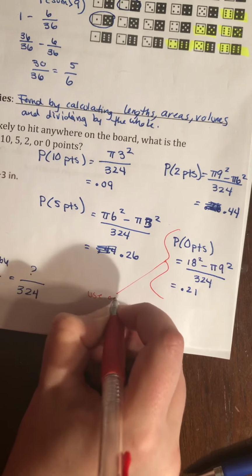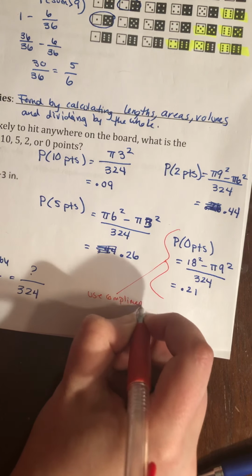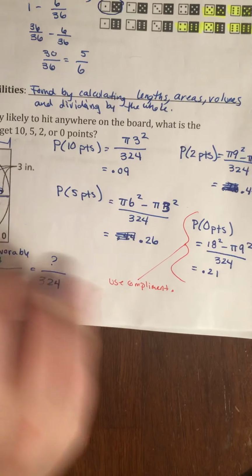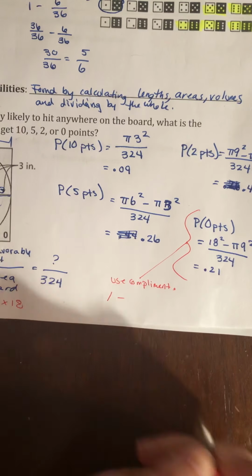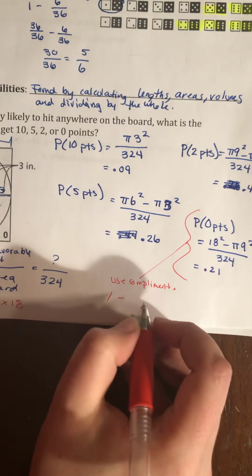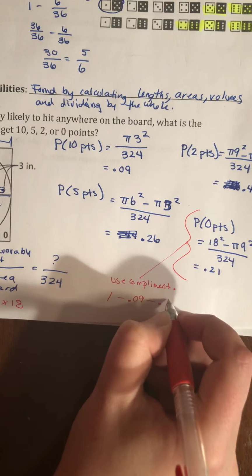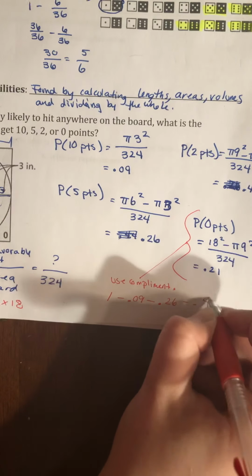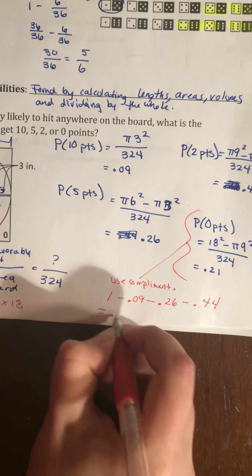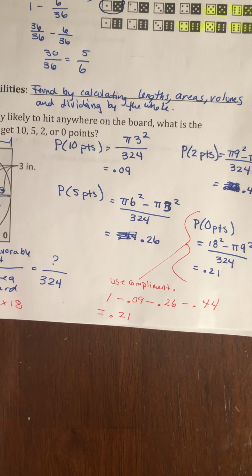However, the other option, if you use the complement, would be, all right, so you start with the whole, but take away the chance that it's 10, take away the chance that you got 5 points, take away the chance that you got 2 points, and you're left with 21%, or 0.21. So at the end, if you do the probability of every possible event, they should add up to 1 if you're using decimals, or 100%.